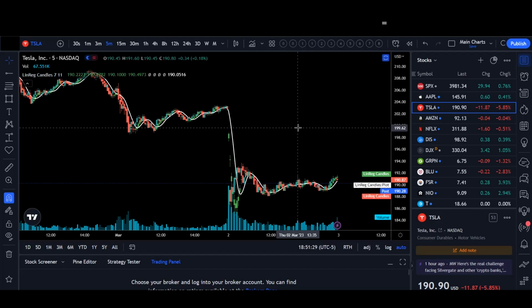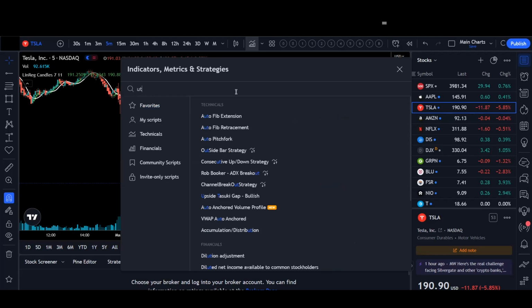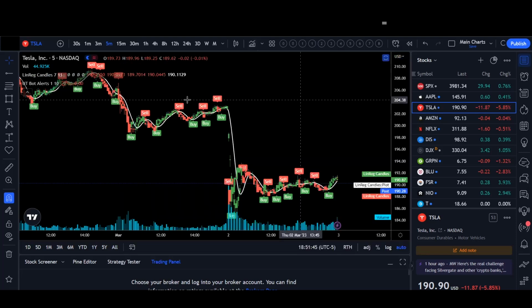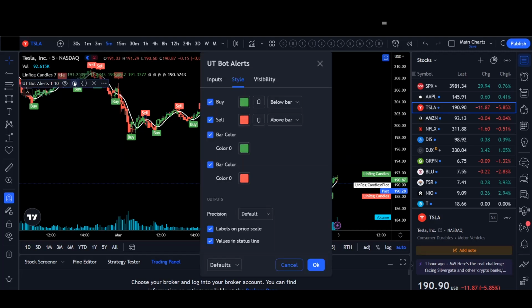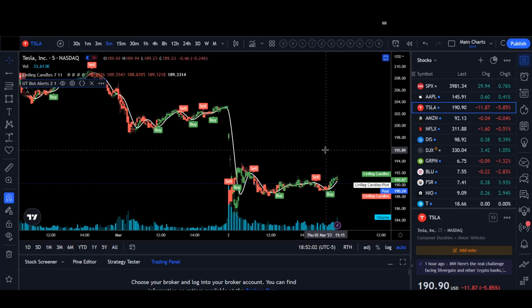And then we need one more indicator. So we're going to go back up to this here. This is indicators. And we're also going to look for UT Bot Alerts by Quant Nomad. We're going to click on that. Once we have that, we're going to make some changes here as well. We're going to go to settings, then inputs. We're going to put the key value to 2, and I want to put the ATR period to 1. Okay, we're going to click OK right there.